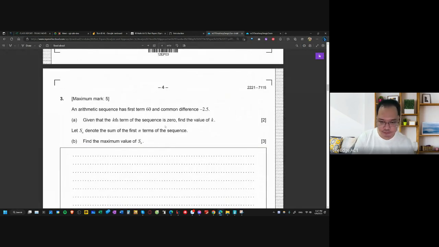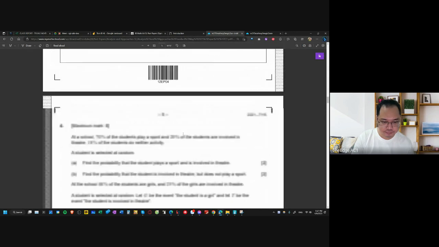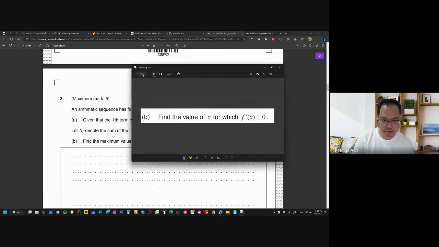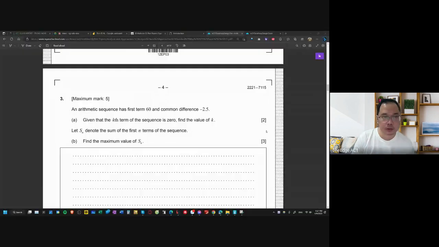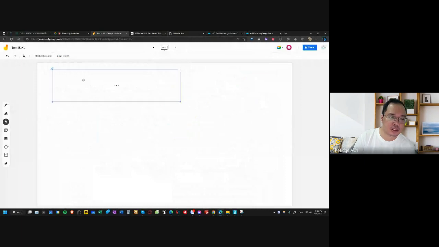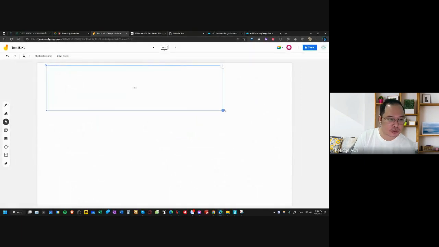Arithmetic sequence. Do it also, huh? Because it's supposed not to be very difficult. We should not lose the mark for an easy question, huh? Okay. Should not lose the mark.